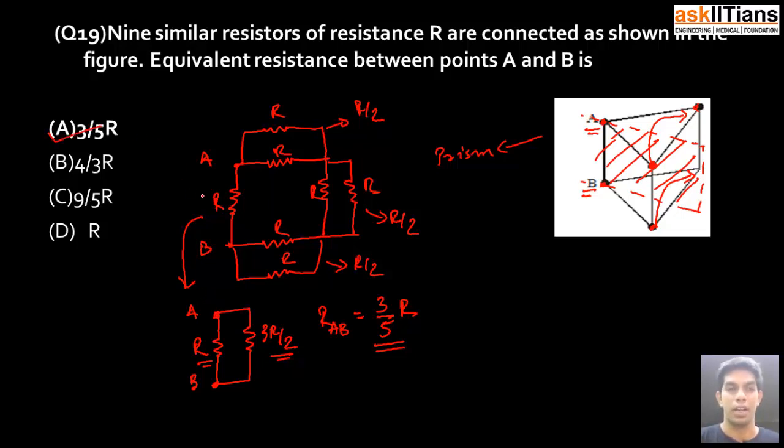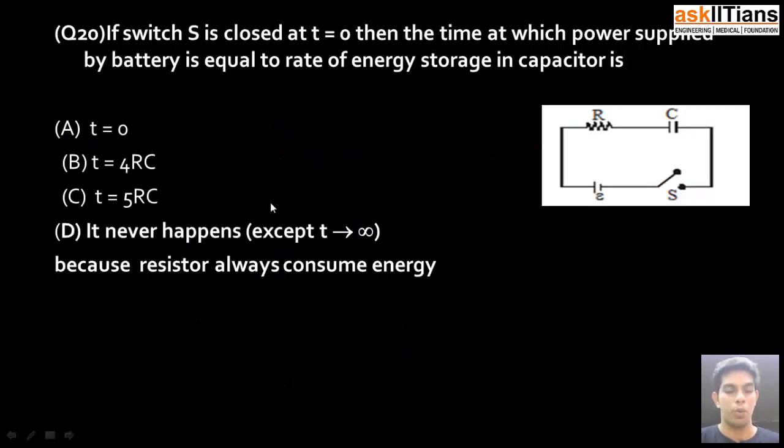Hence, A is the correct answer. Moving on to the 20th question. It says, if switch S is closed at t equals 0, then the time at which the power supplied by the battery is equal to the rate of energy storage in the capacitor is... We know that the point at which we switch on this key, the power supplied by the battery is being distributed as the heat loss in the resistor and the energy stored in the capacitor.